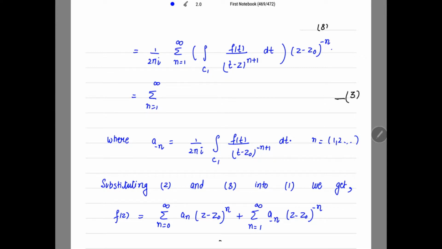Now collect this whole as your a with the base minus n, with z minus z naught to the power minus n. This is my second coefficient. Mark this as your 3, where a minus n is 1 over 2 pi iota integral over C1 of f of t over t minus z naught to the power minus n plus 1, dt. Sorry, this is minus n plus 1.